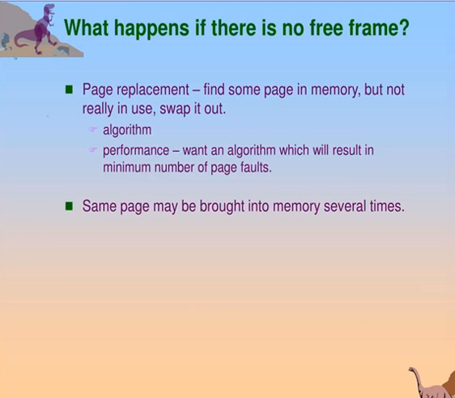The next one: what happens if there is no free frame? Page replacement: find some page in memory that is not really in use and swap it out. We have to use a page replacement algorithm, and for performance we want an algorithm that results in the minimum number of page faults. The same page may be brought into memory several times based on that algorithm.